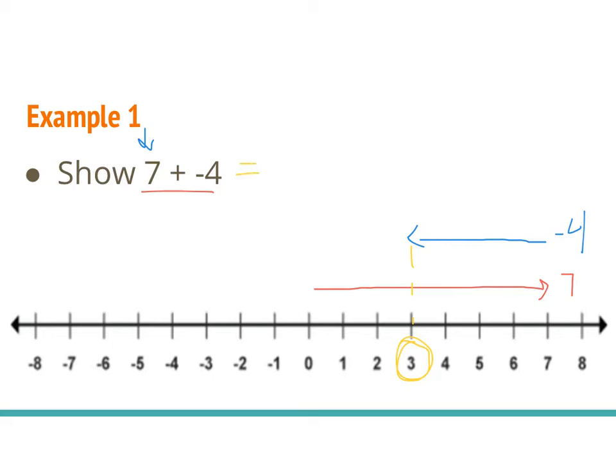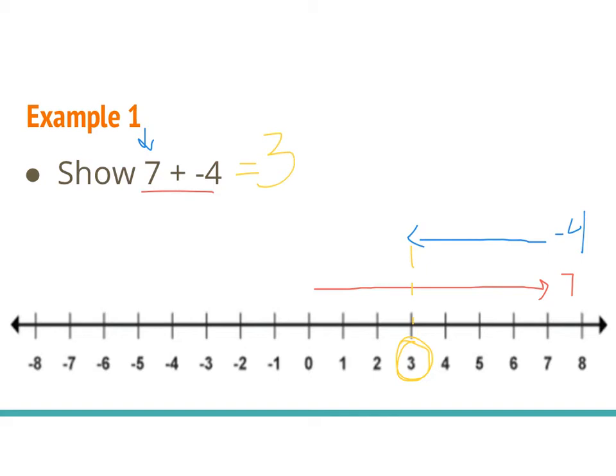So this shows me that 7 plus negative 4 equals 3. If you have not followed along on your number line already, please get those number lines that I gave you in class today, and go ahead and mark this on one of your number lines.